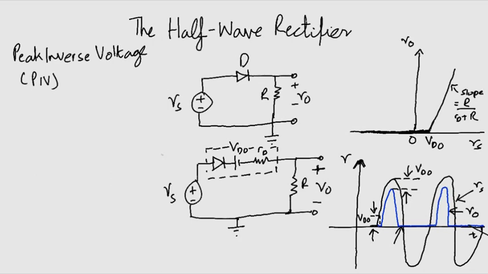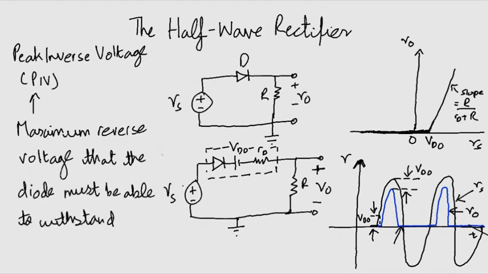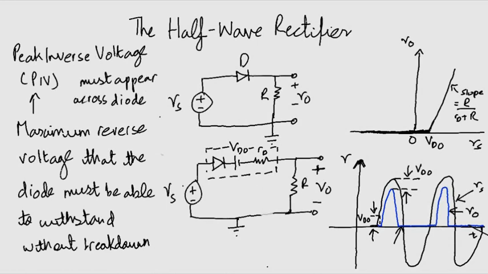It is part of the specification a designer must have to ensure that the diode is selected correctly for the design. The PIV is the maximum reverse voltage that the diode must be able to withstand without breakdown. This voltage must appear across the diode.